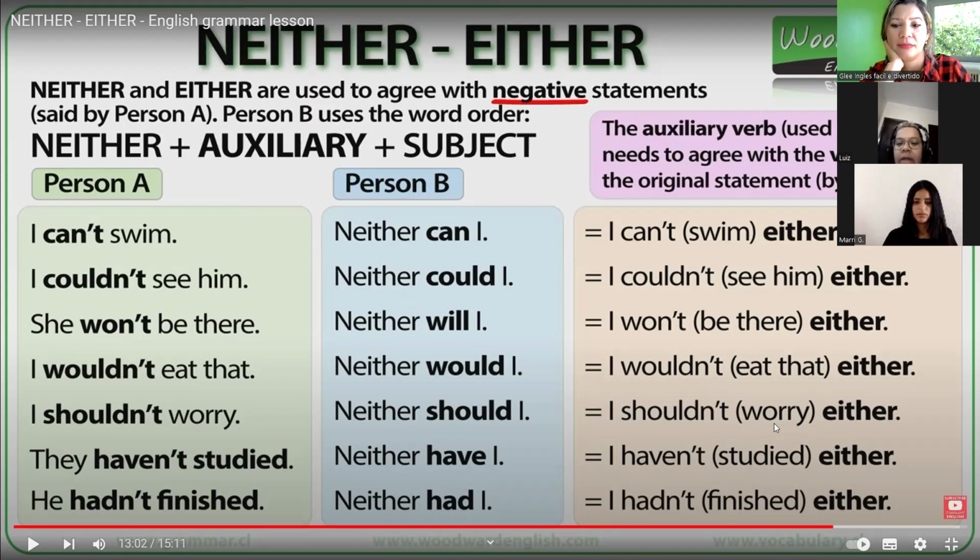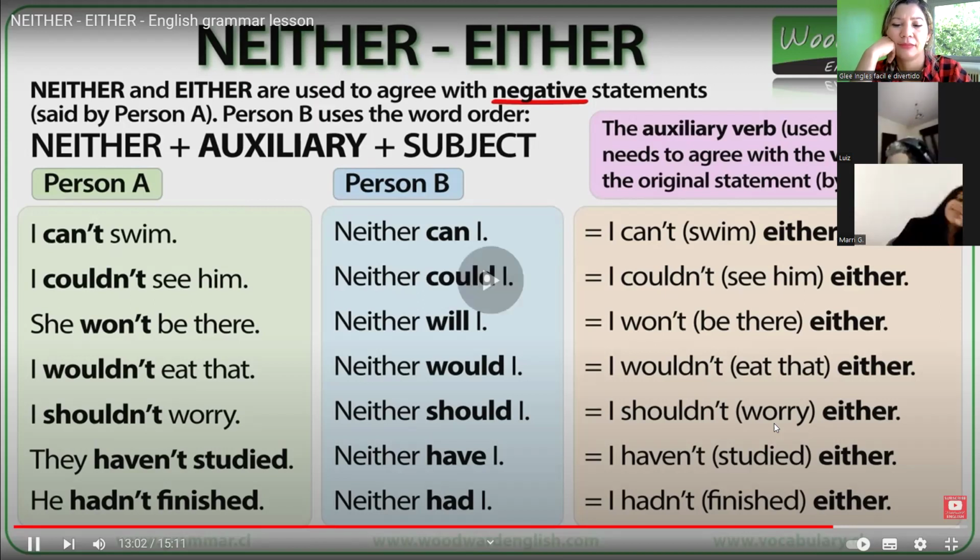Eu não terminei também, mas aquele had no meio do neither had I ficou estranho de traduzir só como nem eu. Nem eu tenho. Ok, I hadn't finished. Nem eu tenho terminado, né? Nem eu tenho terminado. Neither had I.